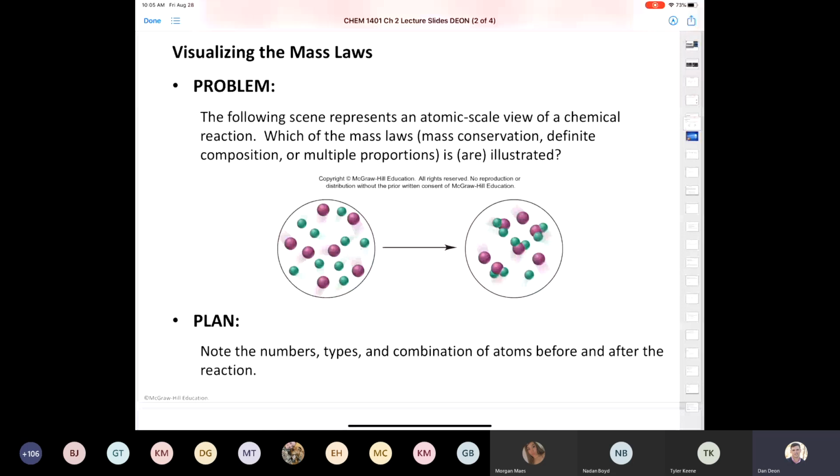It says here, the following scene represents an atomic scale view of a chemical reaction. Oh, what a beautiful reaction. Which of the mass laws, mass conservation, definite composition, or multiple proportions are illustrated? This is kind of an interesting problem here. All right, is everybody with me on this problem?